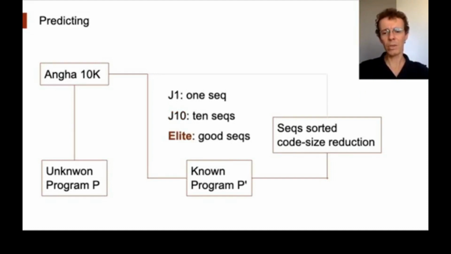Or we can choose, among all those sequences that improved over a baseline, say, OPT minus OC. I mean, those that, when applied onto P prime, yield code that's shorter than OPT minus OC applied onto P prime. That's called the elite strategy. Anyways, there are several ways to choose the sequences from P prime that we shall apply on P.